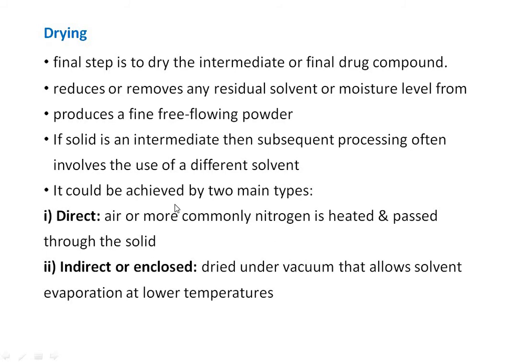Dryers can be classified into two main types: direct drying or indirect or enclosed drying process. Direct drying involves air, or more commonly nitrogen gas, for heating and pass through the solid, while indirect drying takes place under the vacuum that allows solvent evaporation at lower temperatures.